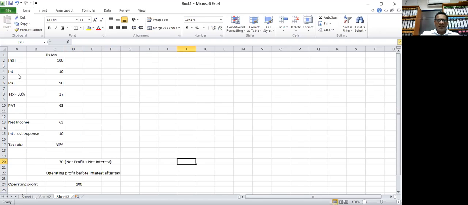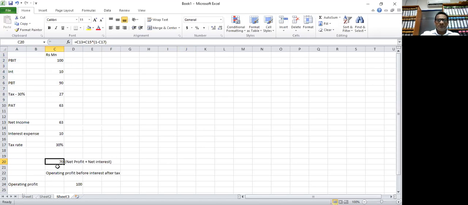So take a look at the example I have taken here. In the example I have taken PBIT. PBIT means operating profit. So that minus interest gives PBT, into tax rate gives tax liability, and profit after tax. But then if we take exactly the figures from this example P&L and apply the formula that we have seen in the presentation, we get an answer of 70.